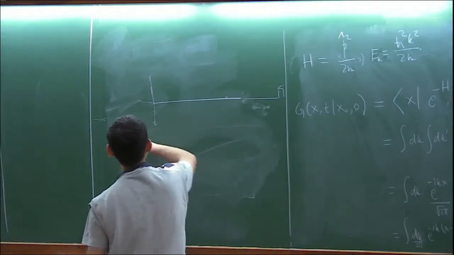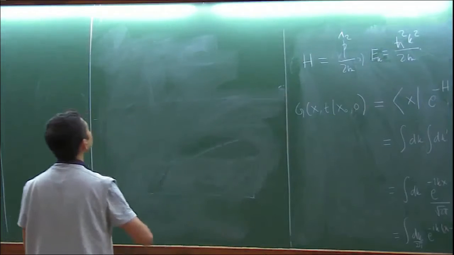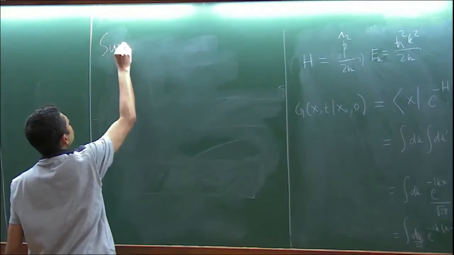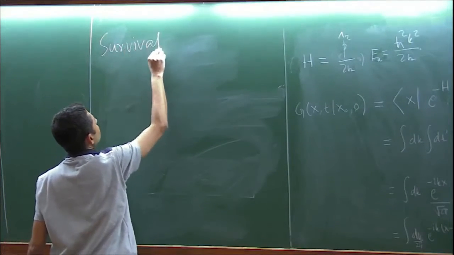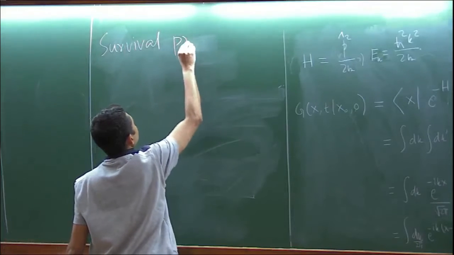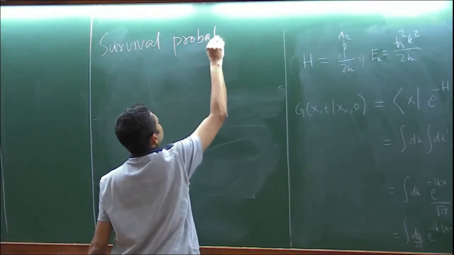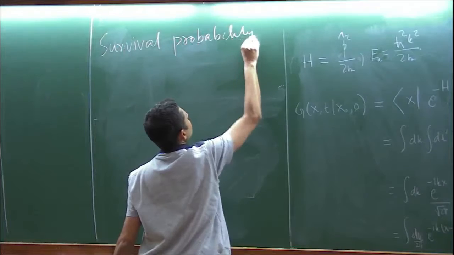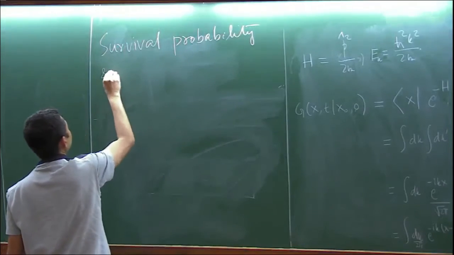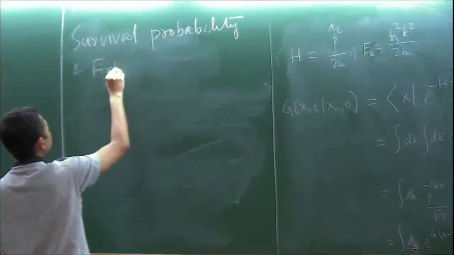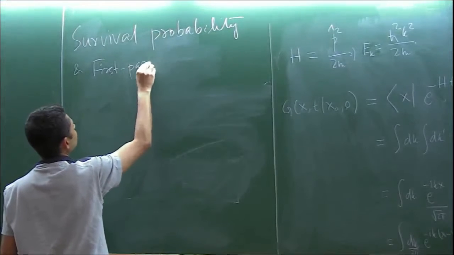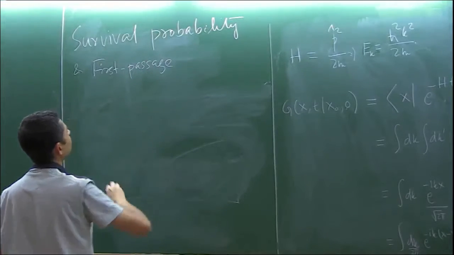So these questions are called survival probability, and first passage probability, they are related for space and time.